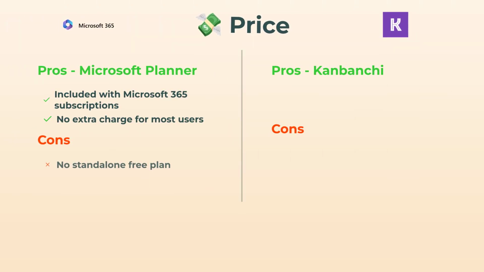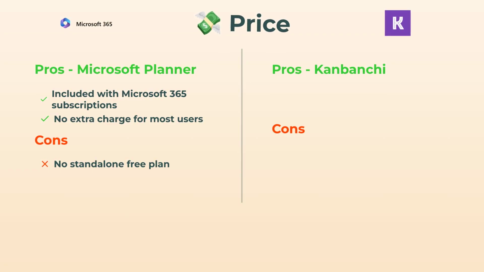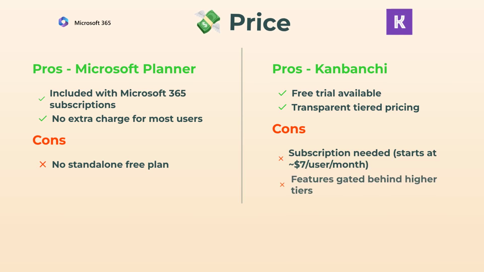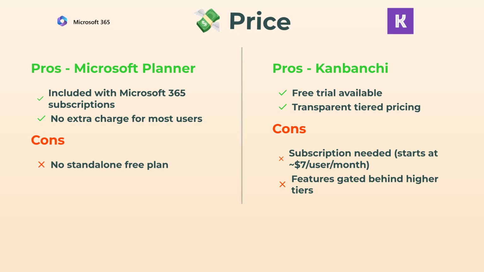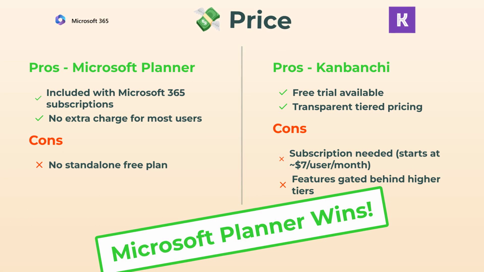And honestly, the winner here is pretty obvious if you're already paying for Microsoft 365. Planner is just included. No extra surprise charges, nothing hidden, it just pops up in your subscription. The catch? There isn't a true standalone free plan, so if you're not into Microsoft's ecosystem, it's not exactly a cheap route. Now, Kanbanchi? Yeah, there's a free trial and pricing is really clear, which is always nice. But the moment you want those pro features, it's like, boom, $7 or more per user per month. Not outrageous, but definitely something to factor in.